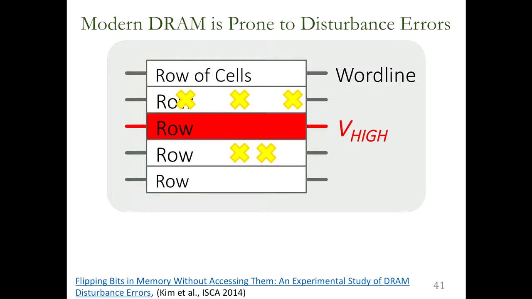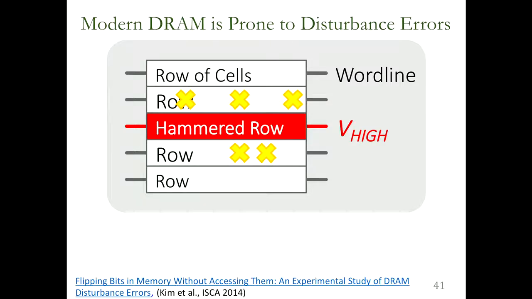This is called a bit flip, basically. Some bits over here flip. Instead of storing one, they now store zero. And you didn't even access them. All you did was access this other row that's next to it. Activate, precharge, activate, precharge, activate, precharge, which is essentially an access. Not even a write. You're not even writing to it. You're reading from it. Activate is essentially a read, as we've seen.